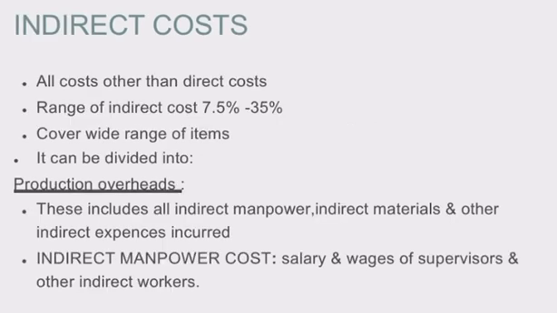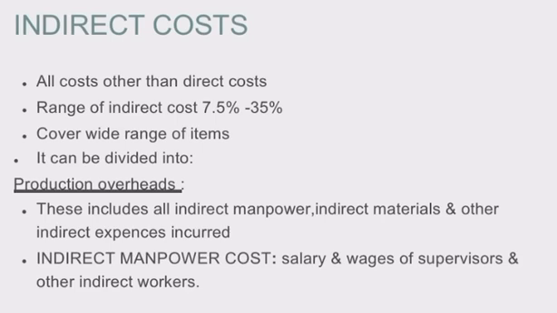Moving on to the indirect cost, these are the expenses that are not directly related to the construction of the work in itself, such as insurance, permits, legal fees, administration cost, etc. Or we can say that all the costs other than the direct cost are included in indirect costs. The indirect cost is in the range of 7.5 to 35% of the overall cost of the construction. It covers a wide range of items.